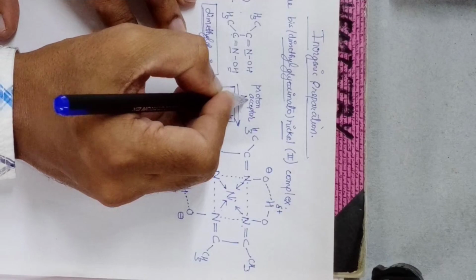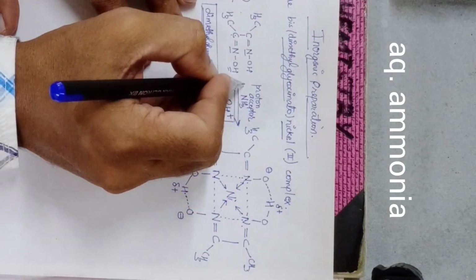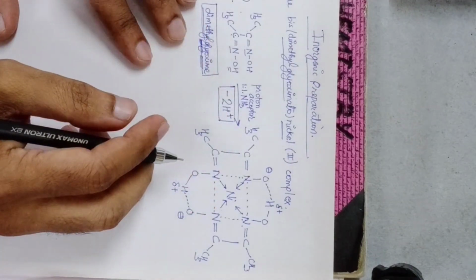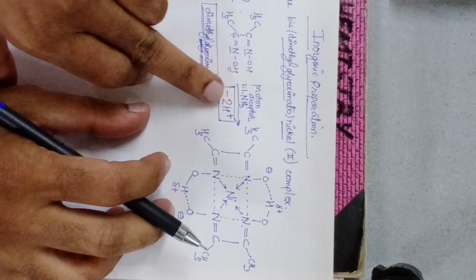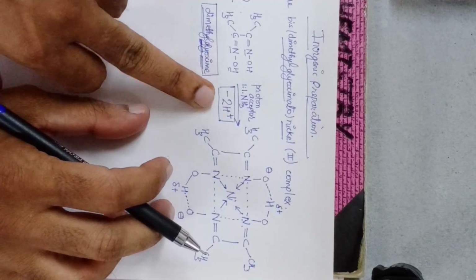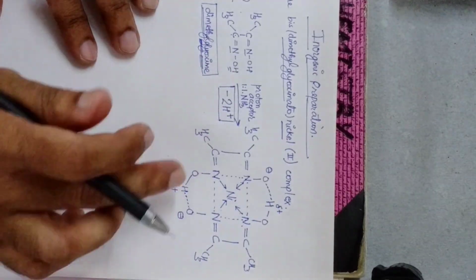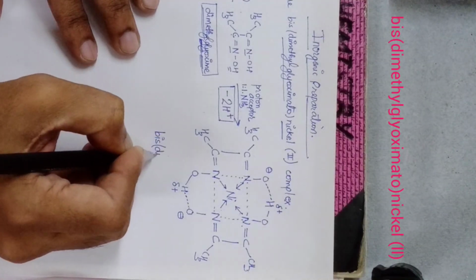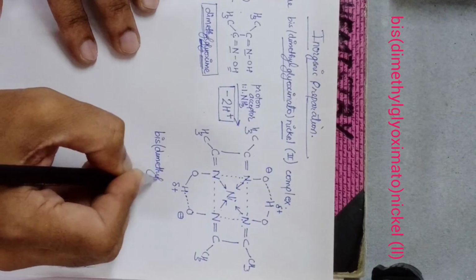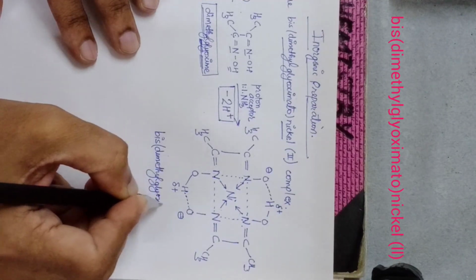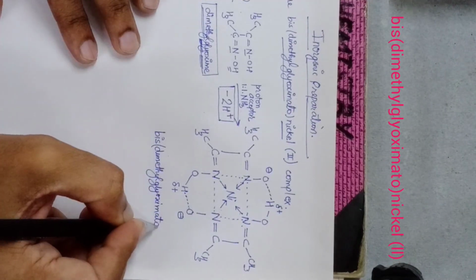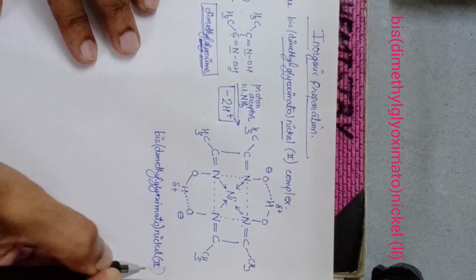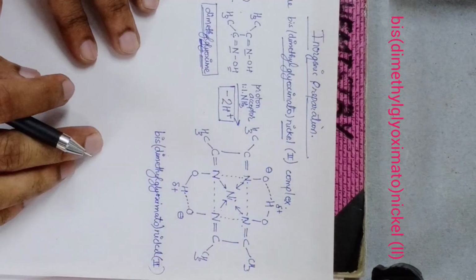We are going to do this by adding ammonia. Ammonia is a Bronsted base, and so what is the job of ammonia? The job of ammonia is only to take away the protons that must be taken away for this complex to be formed. And the IUPAC name of this complex is bis(dimethylglyoximato)nickel(II). Bis(dimethylglyoximato)nickel(II).